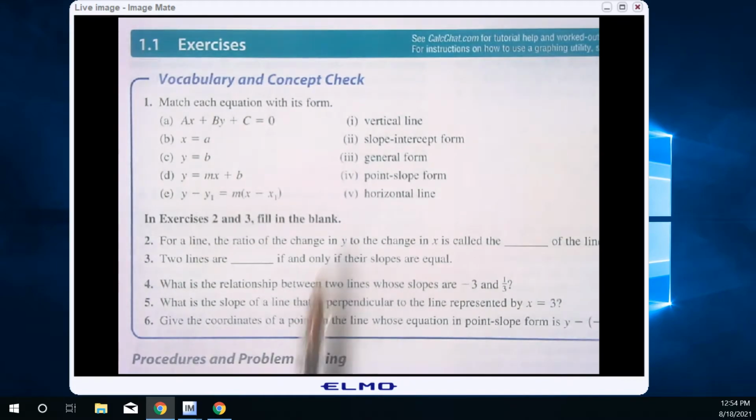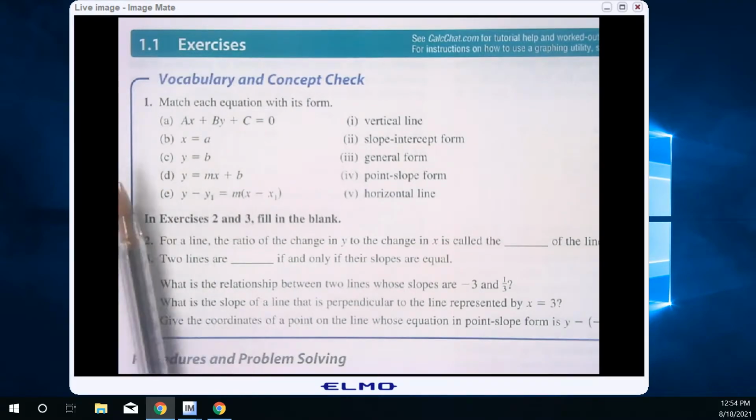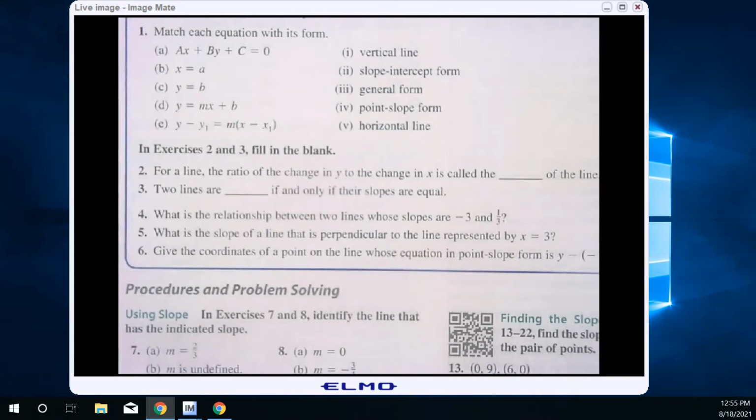All right, so let's look at C then. y equals b is what kind of line? Horizontal. All right, so D, y equals mx plus b is called? Slope intercept. Good. And y minus y1 equals m times x minus x1? Point slope form. And when you are in calculus, we use point slope because typically we have the slope and a point and we write it and move on. We don't solve it and put it in slope intercept form. Yeah, it's a lot better. So there you go. All right, so moving on.